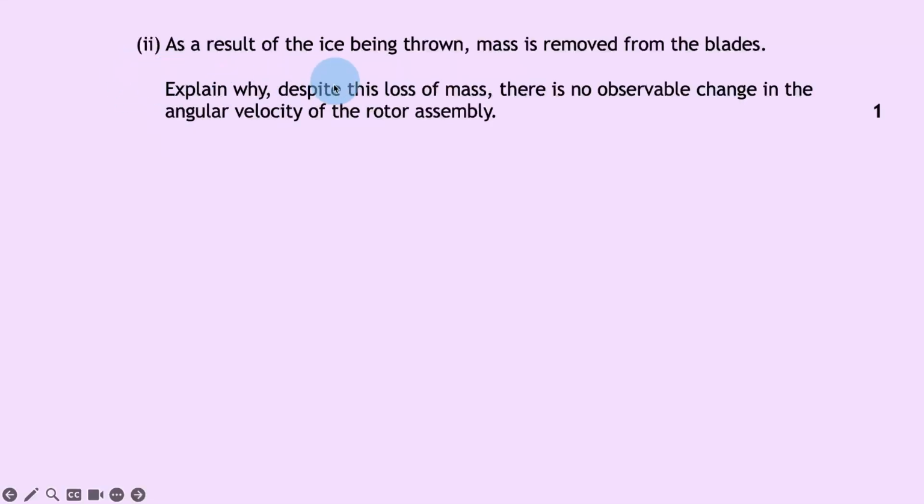C part 2 says as a result of the ice being thrown, mass is removed from the blades. Explain why, despite this loss of mass, there is no observable change in the angular velocity of the rotor assembly, and there's 1 mark available here. Well, we can simply say here that the mass of the ice is negligible, or in other words, it can be ignored.